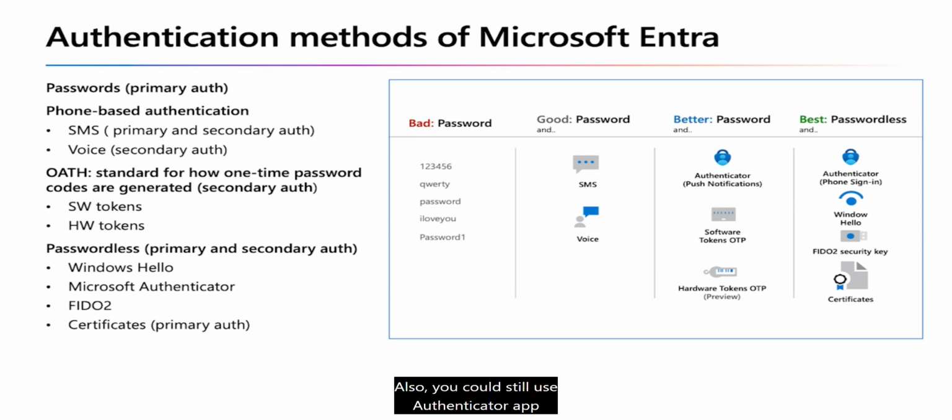Also, you could still use the Authenticator app to log in without using your password. You can use your fingerprint or facial recognition on this app, and they can authenticate your access, which can be a secondary form of authentication on some of these. Finally, using Fast Identity Online services or certificate-based authentication could be a solution that you could use.